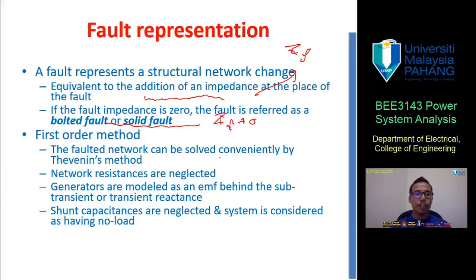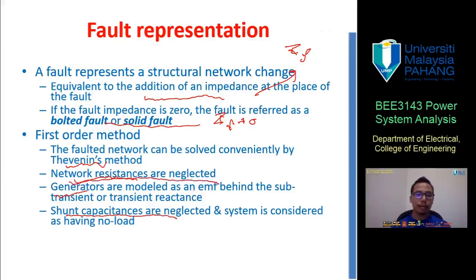Okay. So with the first order method, the faulted network can be solved conveniently by the Thevenin method. Network resistance is neglected. Generators are modeled as an EMF behind the subtransient or transient reactance. Shunt capacitance is neglected and the system is considered as having no load. So 2 things are neglected here: one is shunt capacitance, and one is network resistance.